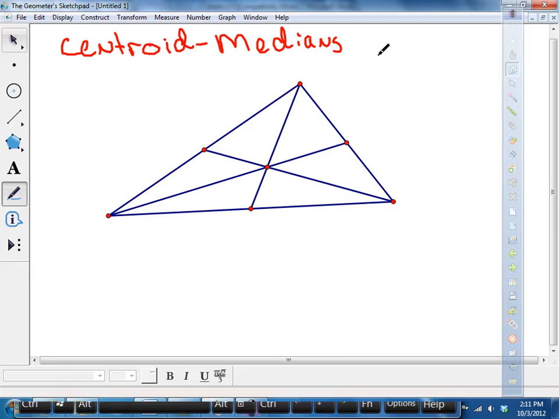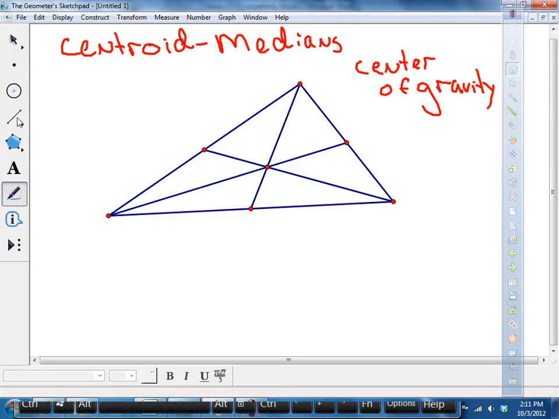Anyway, so what's unique about the centroid? It is the center of gravity, okay? So if I were to put my finger right here, and this thing were made out of steel or something, it would balance on that point. Or if I were to spin this thing around, that would be the point I'd want to spin it around. It's kind of like the center of balance.